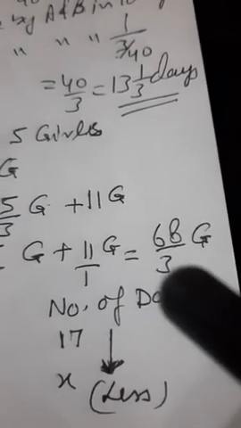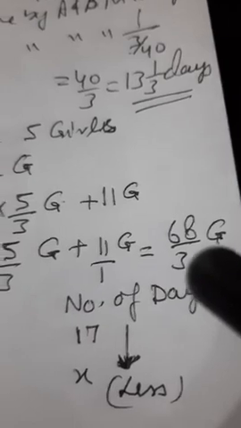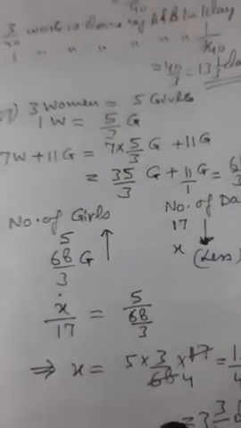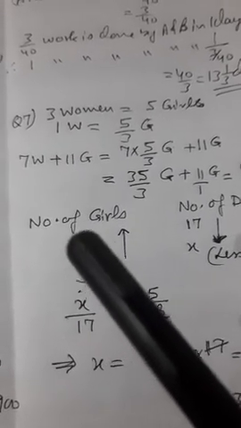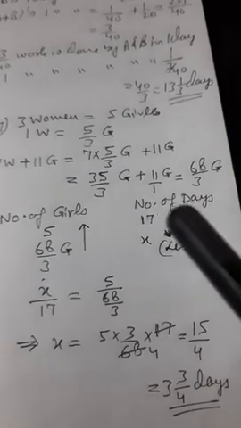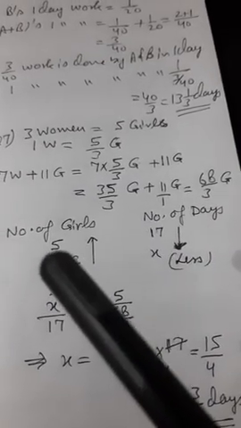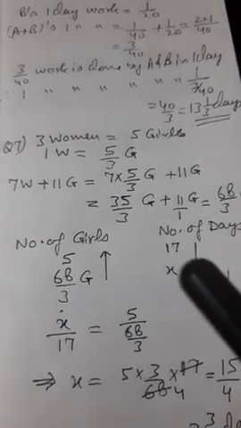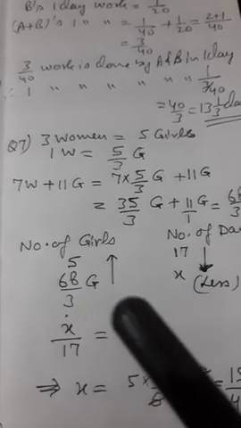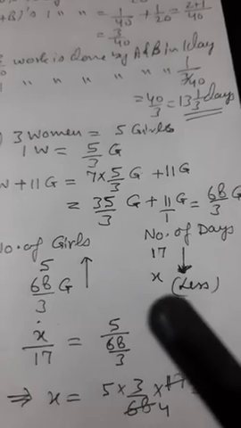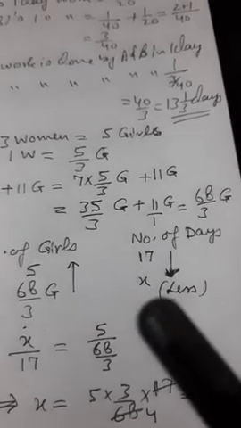So in the first case, how many girls were there? There were 5 girls. And in the second case, how many girls are there? 68 upon 3 girls. Now again we have two things relating to each other: number of girls and number of days. In the first case, there are 5 girls, they can complete the work in 17 days. In the second case, there are 68 upon 3 girls and they can complete the work in, let the number of days be x.